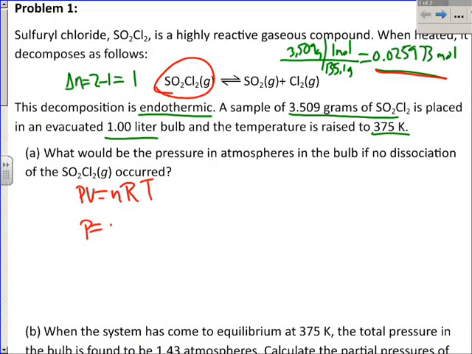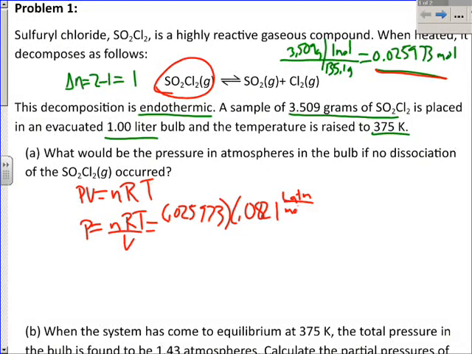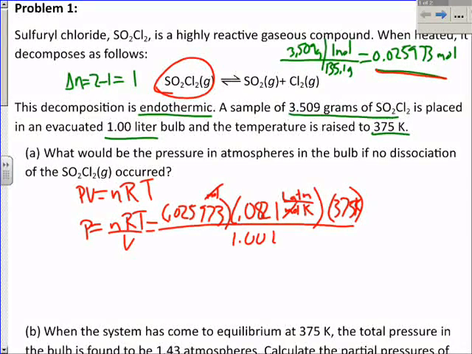The pressure would equal nRT over V. So at this point, you just have to plug in your numbers. The number of moles was 0.025973. The R value, remember when we're dealing with R in this chapter, we use the atmosphere one, which is 0.0821, and that's liter atm per mole Kelvin. So right away I see moles here, moles there. They're probably going to cancel. And the temperature given was 375 K, and that's going to be divided by the volume, which in this case was given as 1 liter.